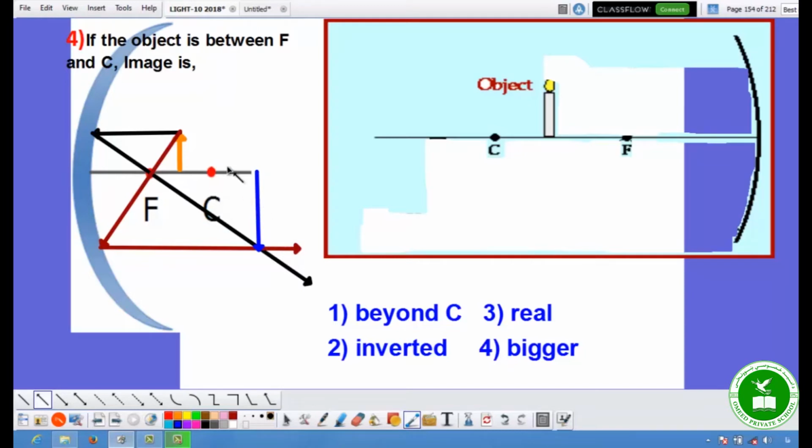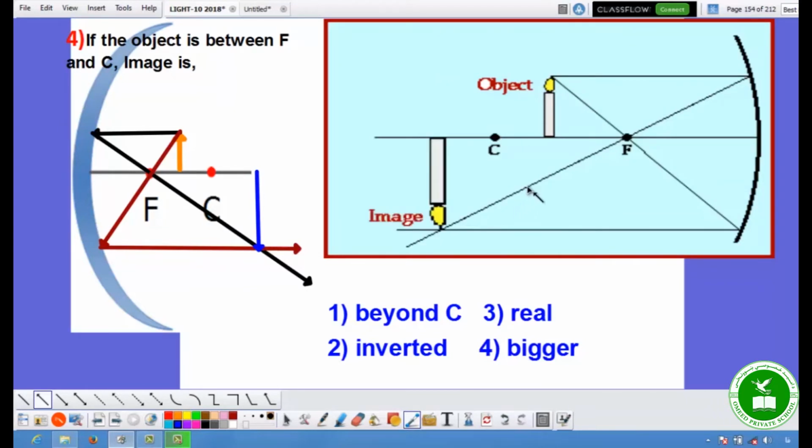Here is the C, the image is beyond C, it is real. How do we know it is real? We know it is real because it is formed by the intersection of real reflected rays. Okay, next, it is inverted, yes. Bigger, yes, it is bigger as you see here. Okay, let's see this one also, then we move to the next one.